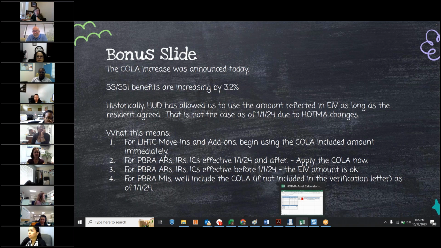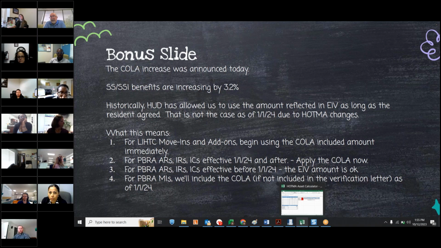The biggest thing I think is number 2: PBRA ARs, IRs, ICs effective 1/1/24 and after. If there's a 50059 that's already signed and done, it is signed and done. No reason to go back and revisit. If, however, you're still working on it, even to the point of having a calculation sheet ready and having sent out the notice of rent change for them to come in and sign, we should update that amount.